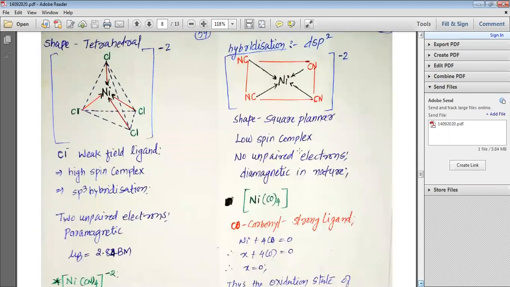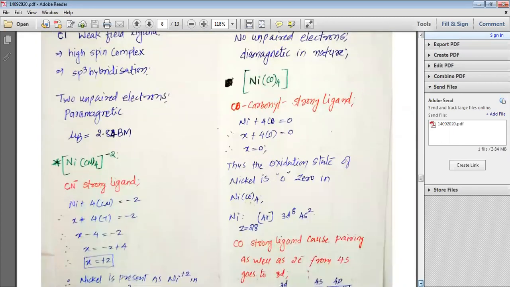It is a low spin complex because all the electrons have been paired, and as there is no unpaired electron, Ni(CN)4 minus 2 is diamagnetic in nature.